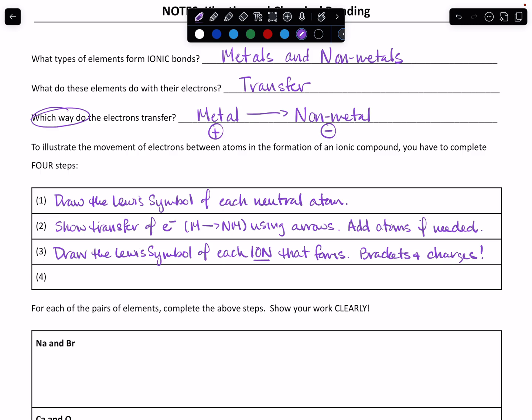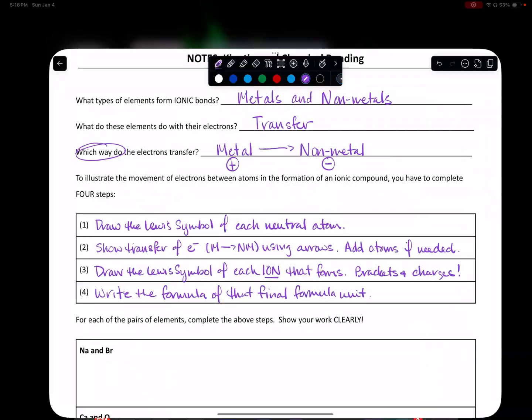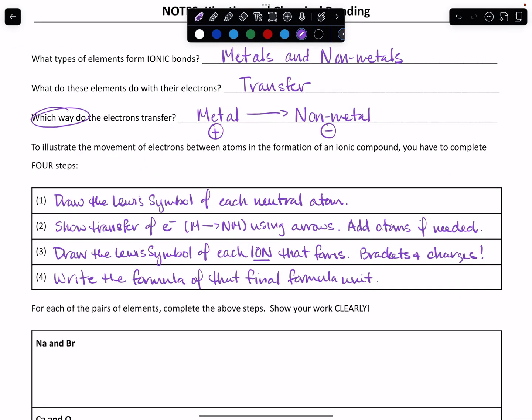And then finally, when you're finished, you need to look at it and you need to write the formula of that final formula unit. And remember, when we're talking about ionic compounds, we call what forms a formula unit. If they're covalent, then we would talk about molecules. Okay. So these are our 4 steps.